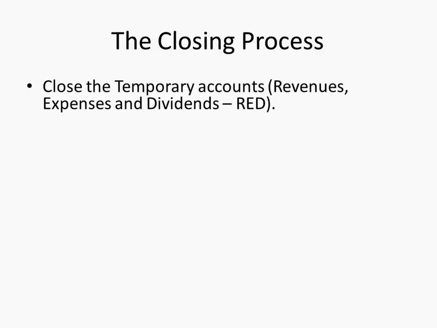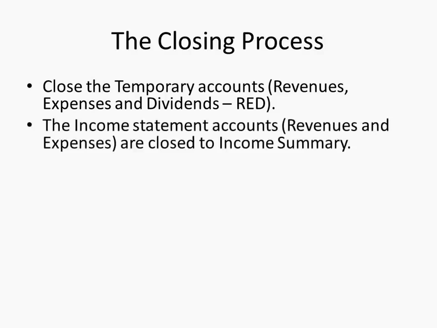So the first thing you have to do is close out all your temporary accounts. Okay, your revenues, your expenses, and your dividends have to be closed out. Next, your income statement accounts, well, how do you close them out? That's important. These are your income statement accounts. You close them to the income summary. All your income statement accounts get closed into income summary.